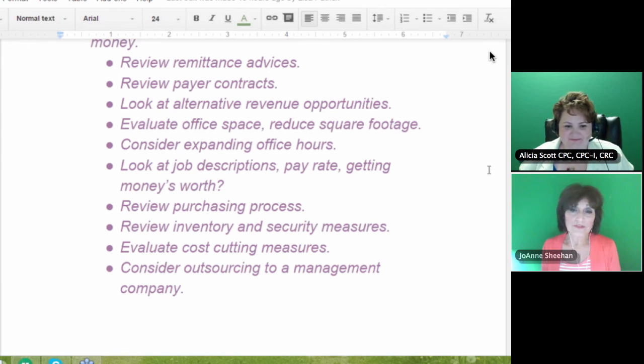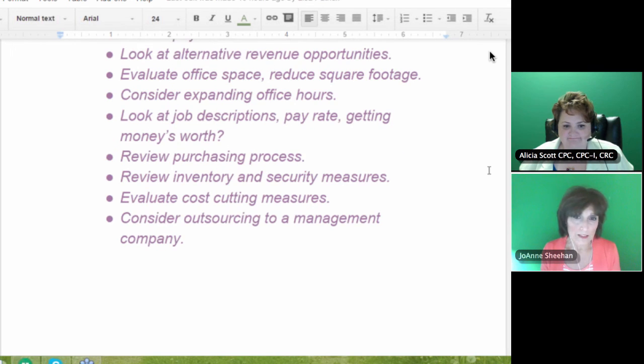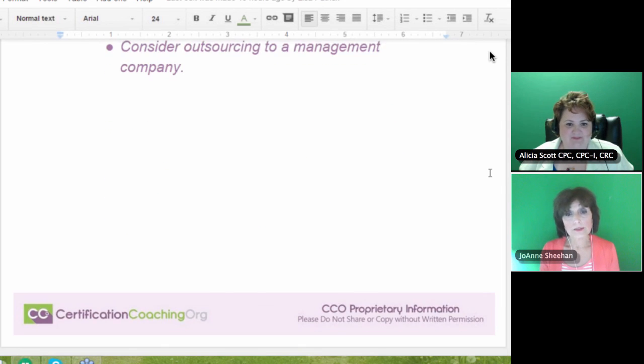So you want to evaluate cost-cutting measures, and if it's costing you too much to do a lot of the billing, coding, and so forth internally, you may want to consider outsourcing. And that's what I've done in my business before I joined CCO for 34 years. And it definitely was cheaper for a physician to use someone like a management or a billing company than it was to do it in-house. So anyways, that's that. Good, very good.